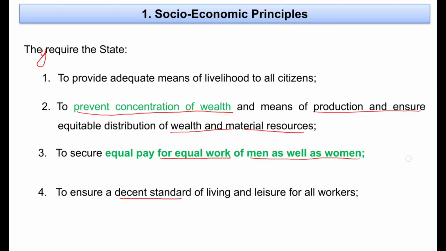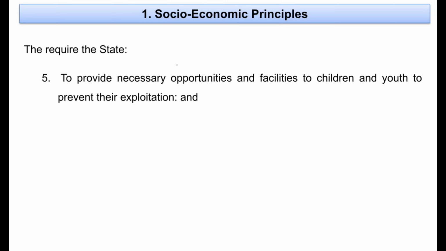And next we have about opportunity. Next point, to provide necessary opportunities and facilities to children and youth to prevent their exploitation, means equal opportunities and facilities should be given to the children, because youth are our pillar, isn't it? The pillar of our country. So in order to prevent their exploitation, necessary opportunities should be provided to the children and the youth.